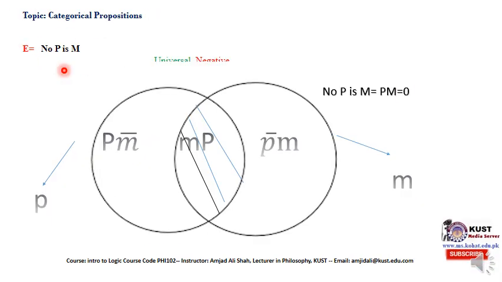If I say No P is M, suppose no parrots are mammals. Here is the class of parrots and here is the class of mammals. We will have to shade this area again, because here is a class where there are some parrots which are mammals as well. Our proposition says that no P is M, so there is no member common between the class of P and M, so we will have to shade this area.